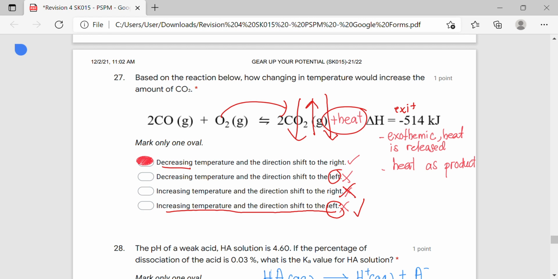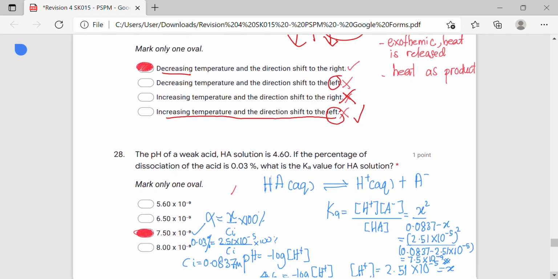Oh, yang ni pun boleh lah ni kan. Increasing the temperature, direction shift to the left. Ada salah jawab soalan ni. Okay, last chapter, chapter 7.